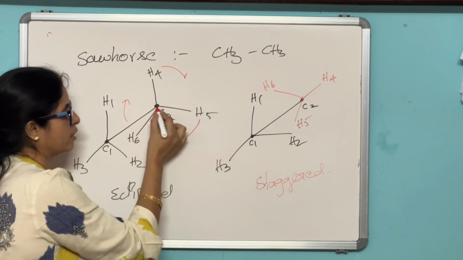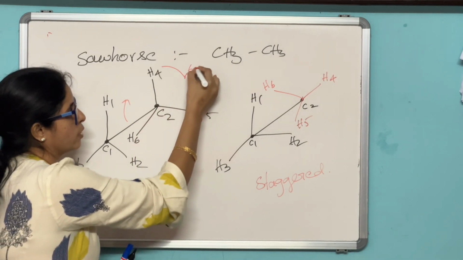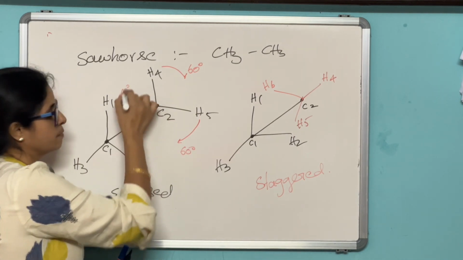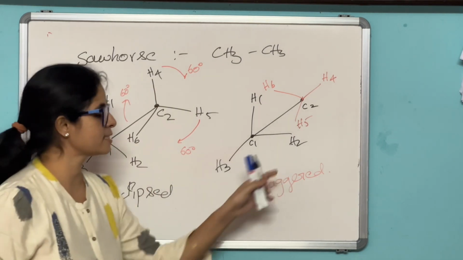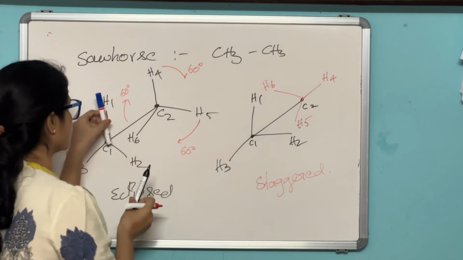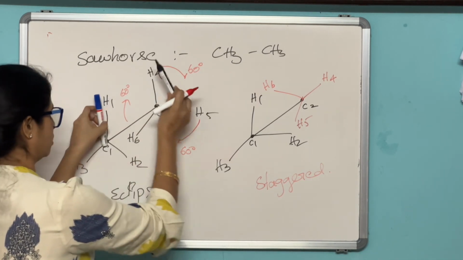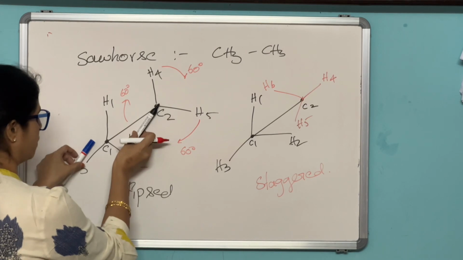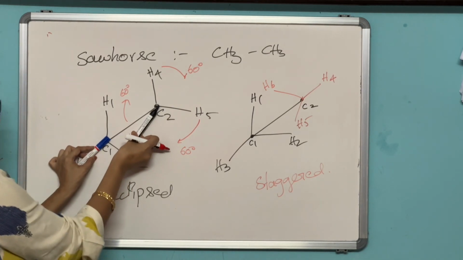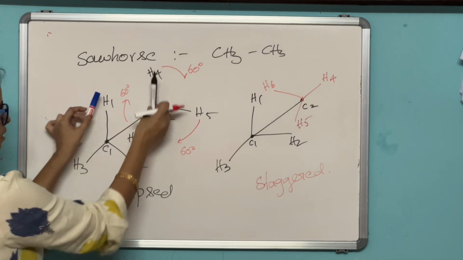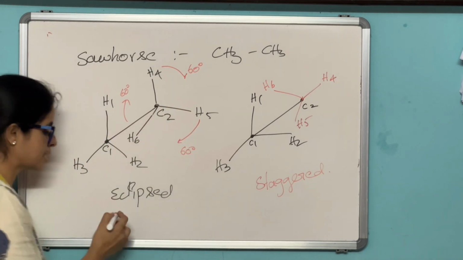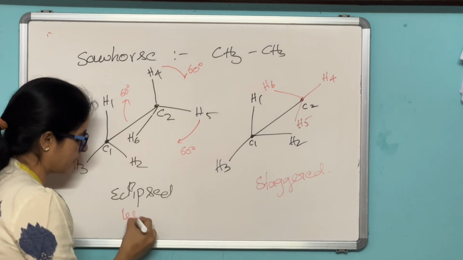These are at 120 degrees. So you have rotated by 60 degrees, half rotation, 60 degrees, 60 degrees. So you will get the staggered form. Okay, so this is H1 and this is H4. Like this, you assume like this. Okay, this is the less stable conformation.